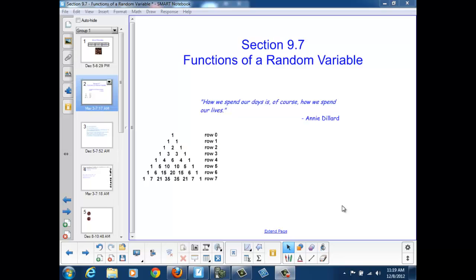Welcome to section 9.7, Functions of a Random Variable. At the end of this section, we should be able to answer these questions.